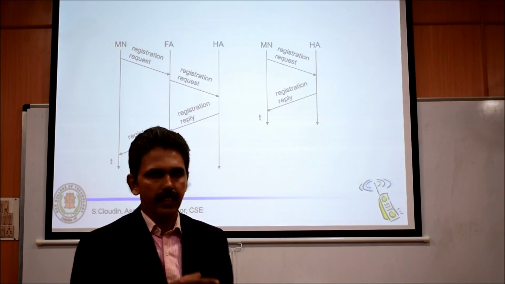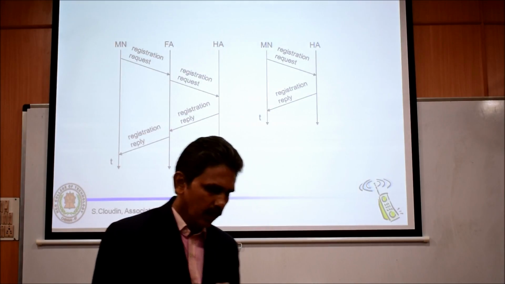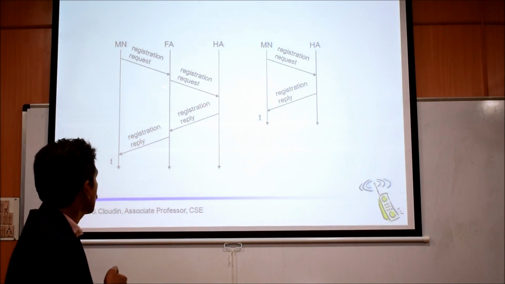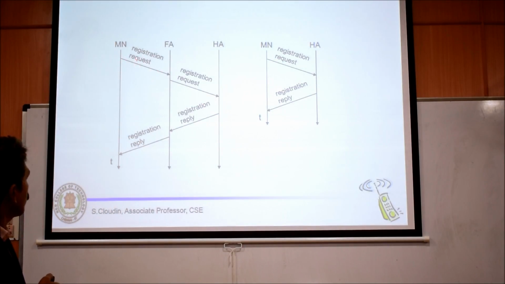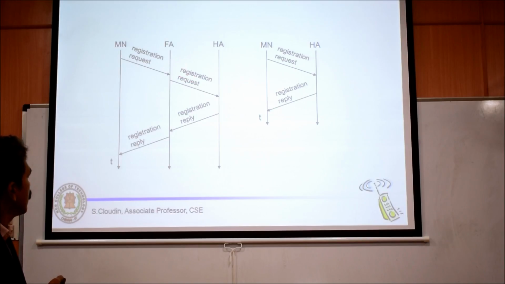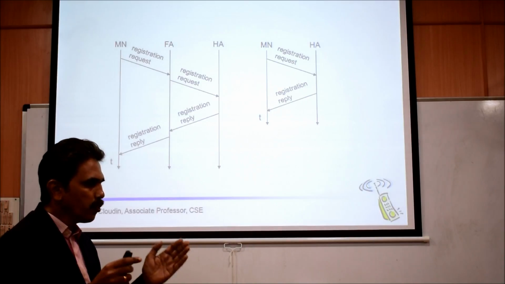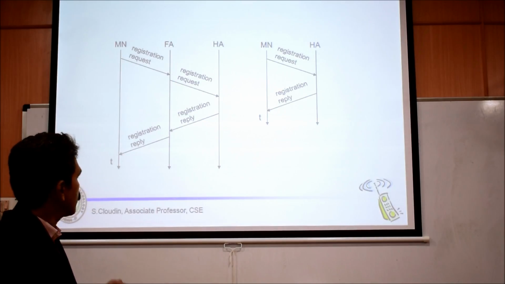This slide shows the mechanism involved during registration. The mobile node has to send the registration request to the foreign agent, which is forwarded to the home agent, and then the registration reply comes. That means the information is updated: the new location of the mobile node is updated by the home agent.